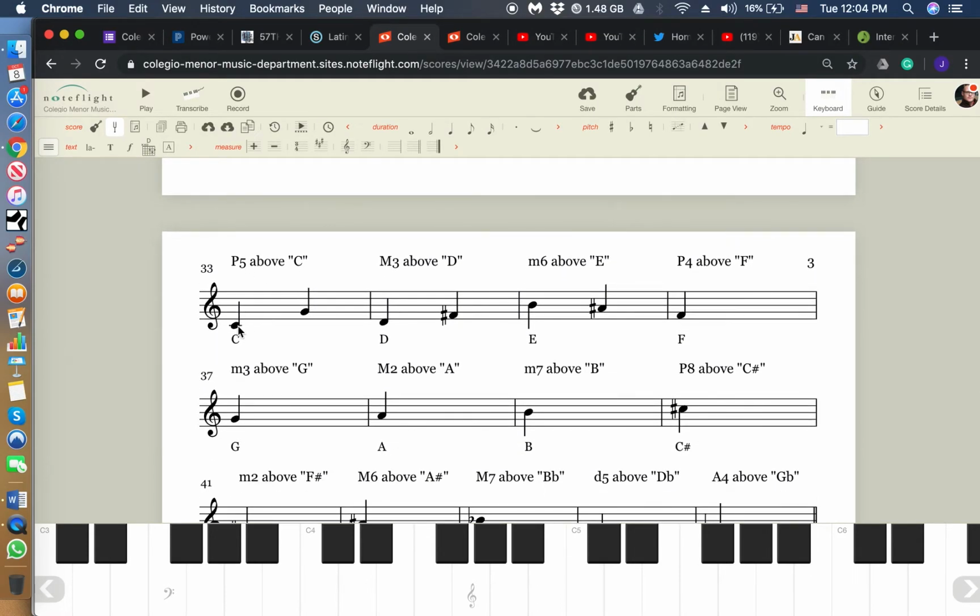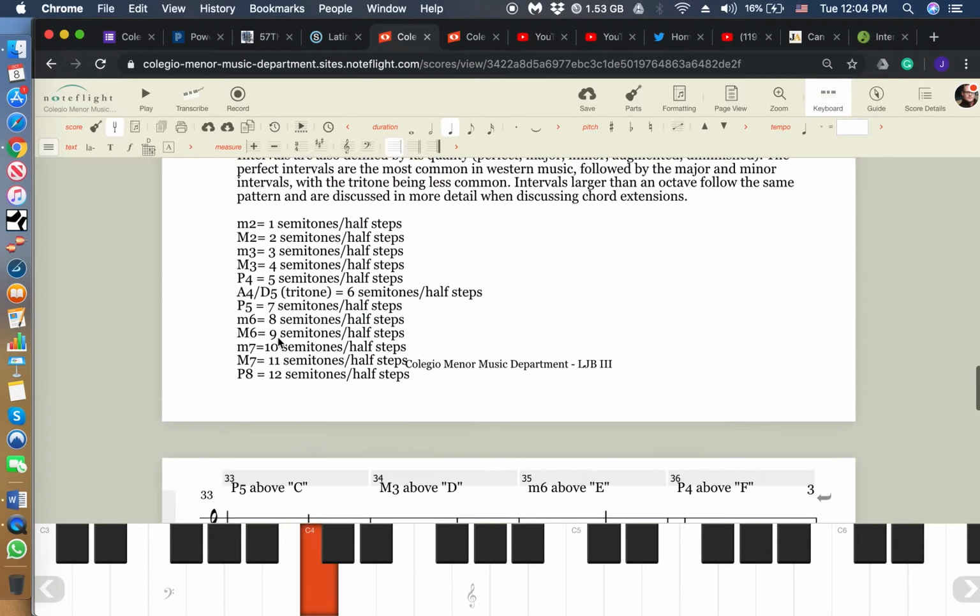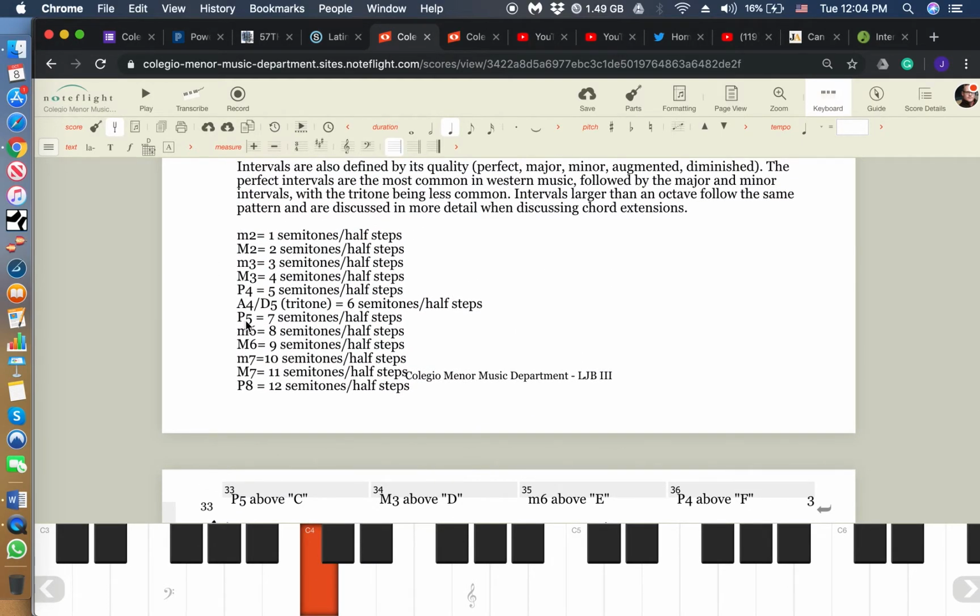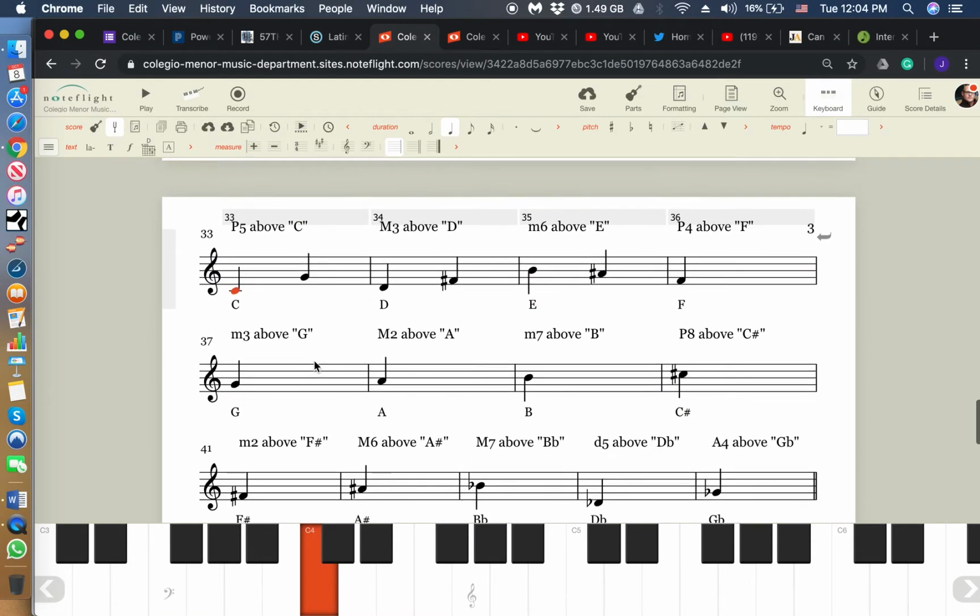A perfect fifth above C. So if I want to create an interval above or below any given pitch, and I know where the notes are on the piano, all I have to do is look at my key here. A perfect fifth is 7 semitones or half steps above this. So all I have to do, here's my C, is I just count using the piano. 1, 2, 3, 4, 5, 6, 7. It should be right here. And there it is, right?